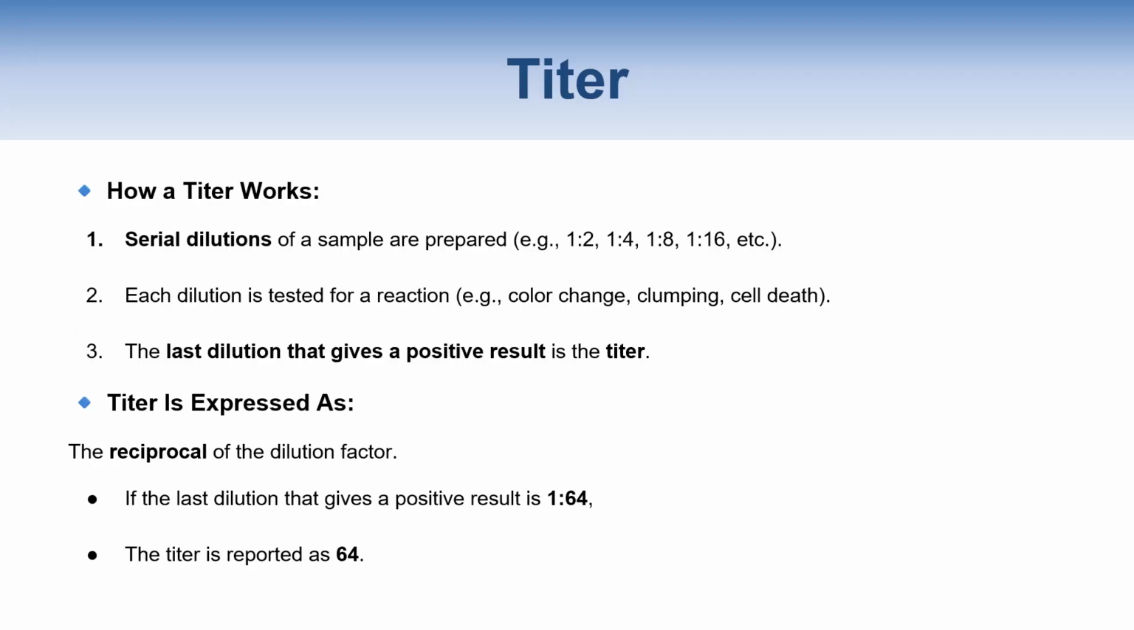So how it works: serial dilutions of the sample are prepared. Each dilution is tested for a reaction, a color change, clumping, or cell death. The last dilution that gives a positive result is the titer. And a titer is expressed as the reciprocal of the dilution factor. So if the last dilution that gives a positive result is 1 to 64, the titer is reported as 64.